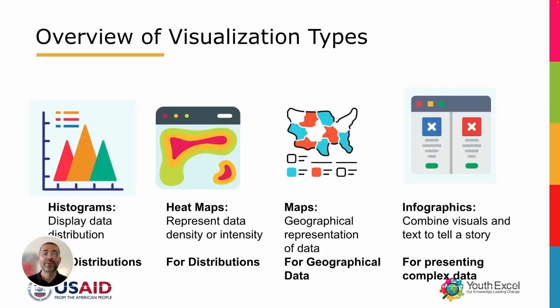Here we have some more. First, histograms. They display data distribution. After that, we have heat maps, which represent data density or intensity. Here we have very common maps, which represent the geographical representation of data. And finally, infographics. They combine visuals and text to tell a story. It helps you when you want to represent complex data.